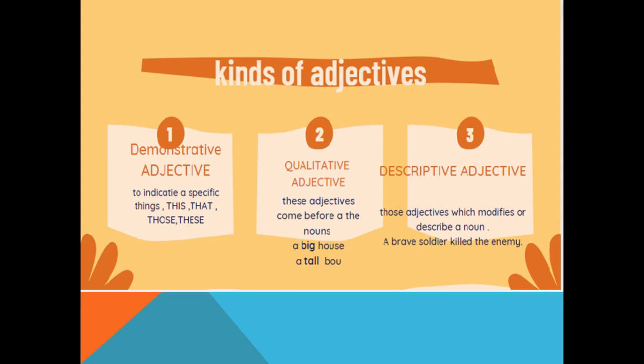Next we have the qualitative adjective. These adjectives come before a noun, like a big house, a tall boy, a dirty shirt, etc. It discusses the quality of a noun. Next we have the descriptive adjective. It describes the quality of a person, like: a brave soldier killed the enemy. Here, brave modifies what? The soldier. So a descriptive adjective describes the quality of a noun.